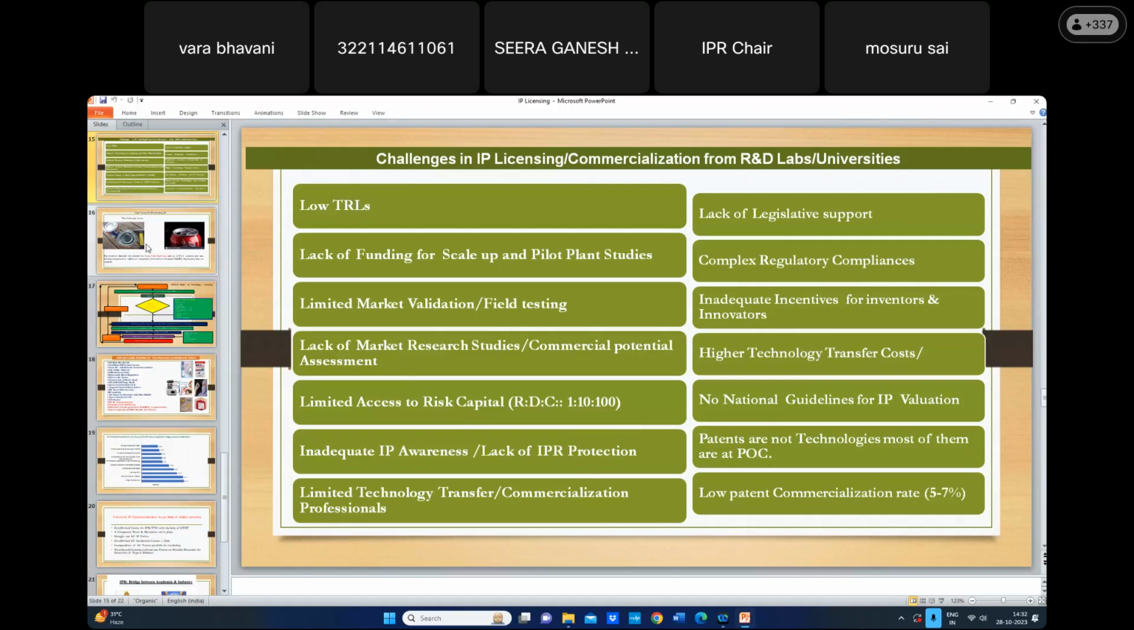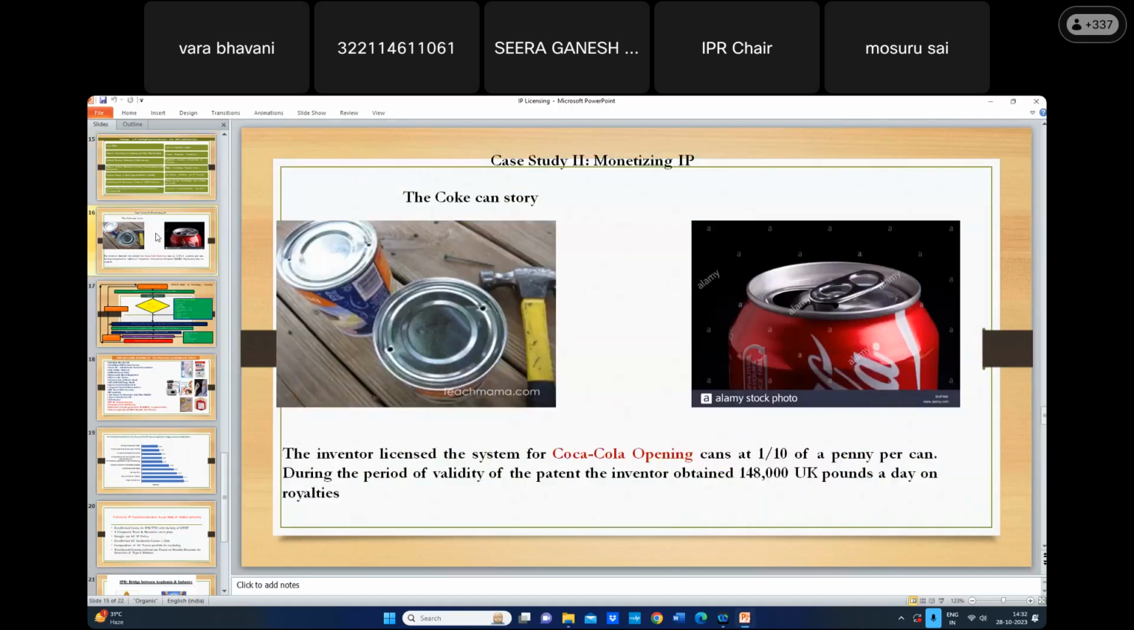So I would like to give one example here. This is a simple Coca-Cola can, the opener. The opener that we see on the Coca-Cola can is a great patent invented by a UK gentleman. He licensed this technology to Coca-Cola and other soft drink companies. He charges 1/10 of a penny per can. You open, he gets a royalty. That 1/10 of a penny is such a small amount.